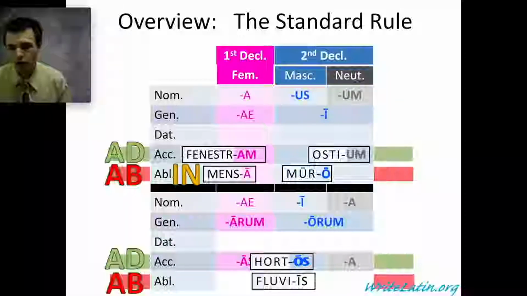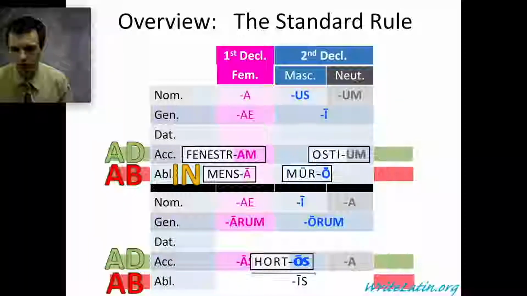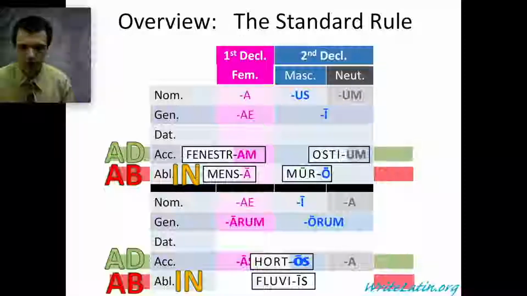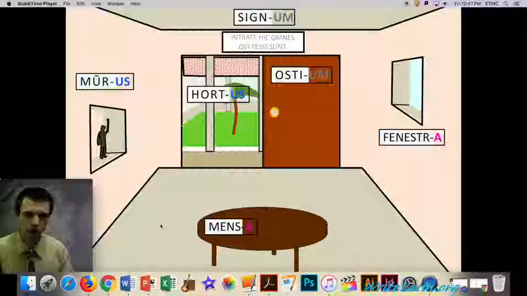Horts. To the gardens, ad hortos. And of course, in is also available. In the rivers or on the rivers, down in your plurals. Okay, so now we're going to practice this.